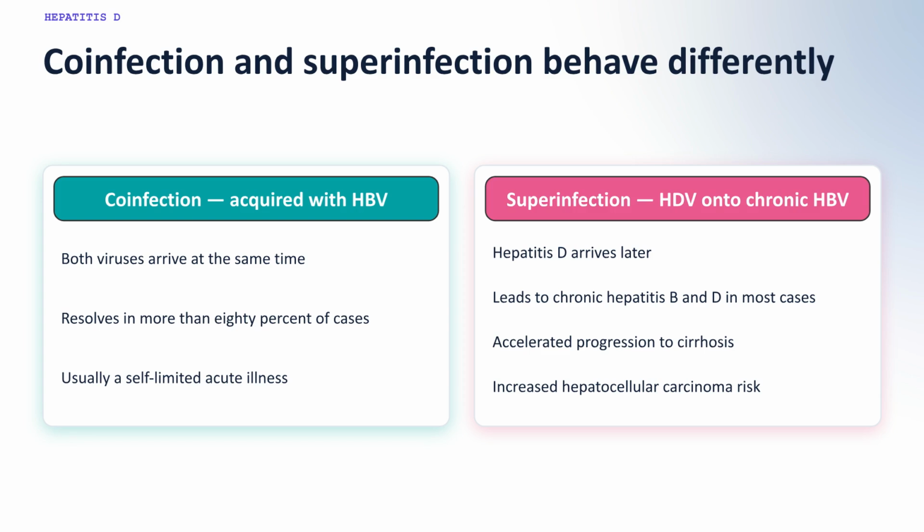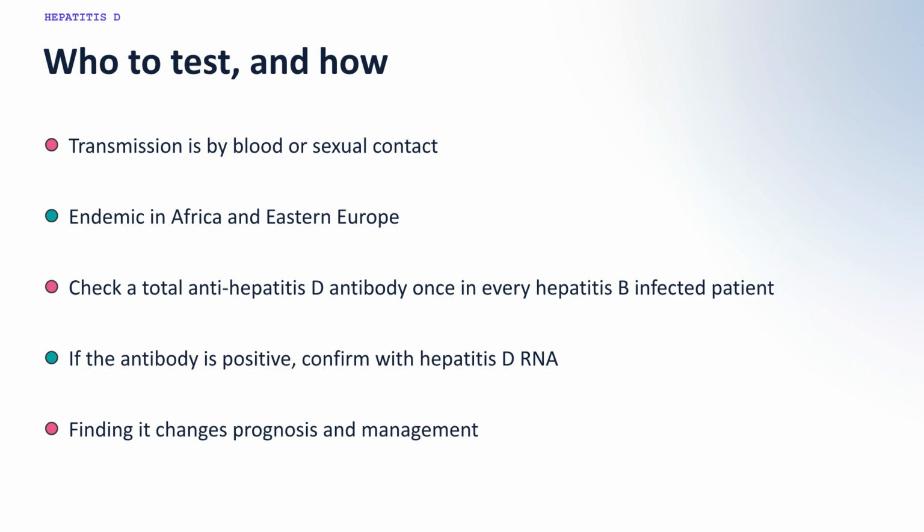Superinfection, where hepatitis D lands on established chronic hepatitis B, leads to chronic dual infection in most cases, with accelerated progression to cirrhosis and increased cancer risk. In rare cases after liver transplant, it can replicate autonomously. Hepatitis D spreads by blood or sexual contact, and it is endemic in Africa and Eastern Europe.